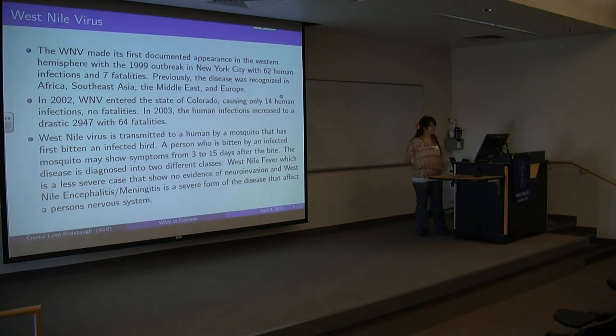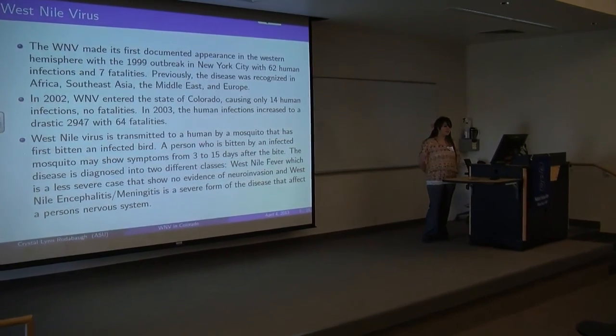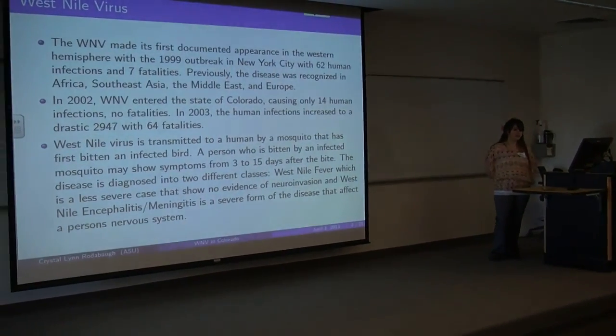Okay, so West Nile virus made its first documented appearance in New York City in 1999, and it originated from Africa, the Middle East, and Europe. In New York City, they had 62 human cases with 7 fatalities. Now, the disease didn't enter Colorado until 2002. And in 2002, we only had 14 cases with no fatalities.